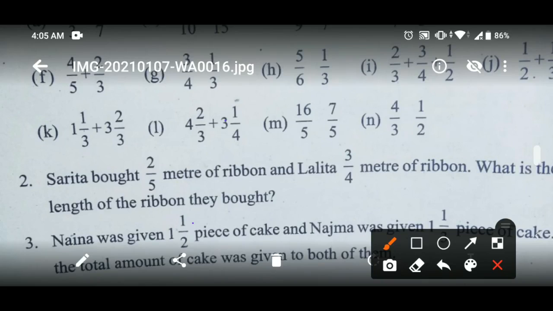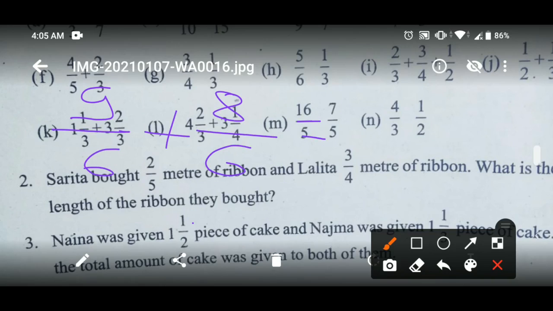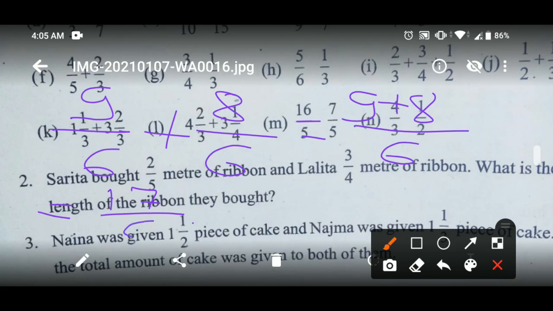Now we are going to add 9 upon 6 plus 8 upon 6. It is equal to 9 plus 8 upon 6. So it is 17 upon 6. This is equal to 2 5 by 6. This is our answer.